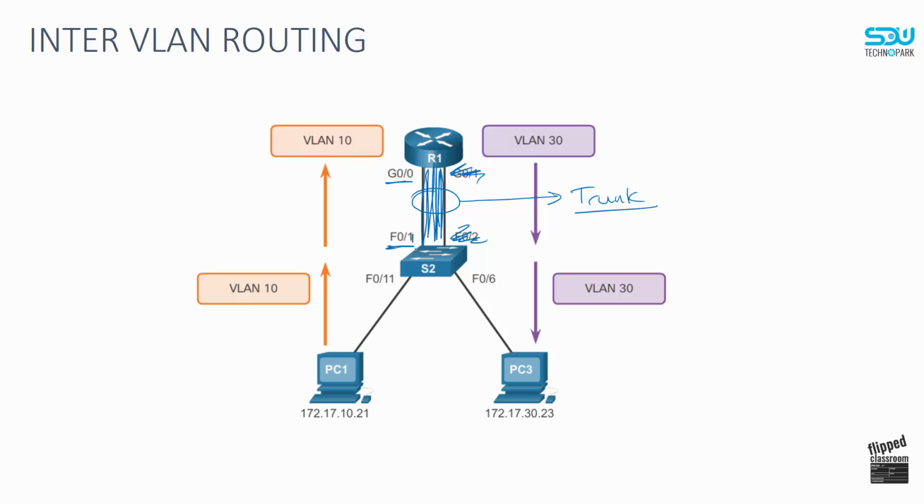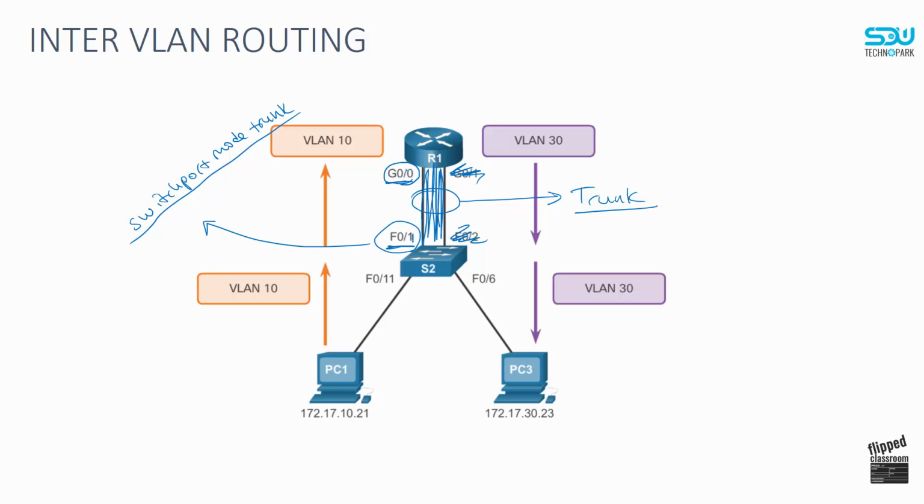So on our port FA0/11, we'll type the command switch port mode trunk, and this will be quite enough for us. We just type switch port mode trunk, and that's it. It starts to work as a trunk, and it will allow all VLANs to communicate through this switch port.